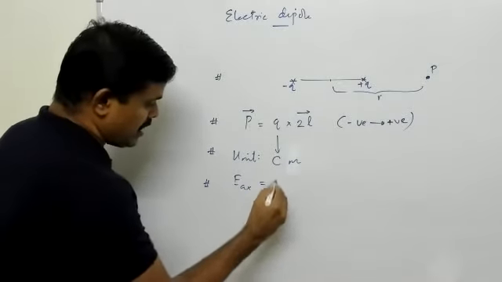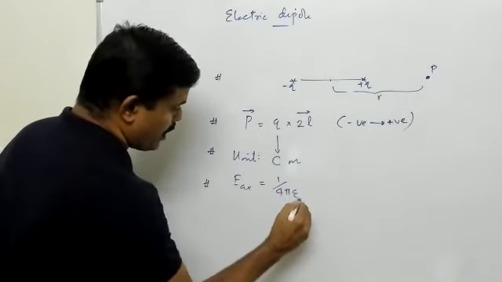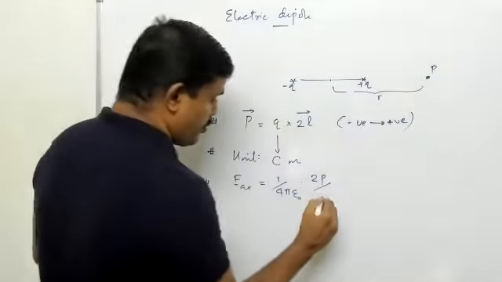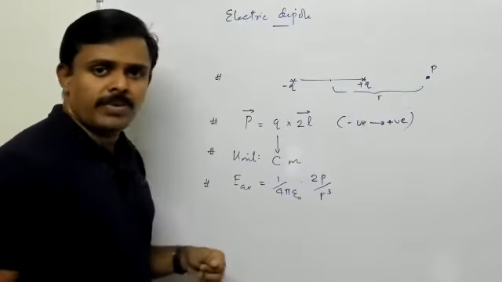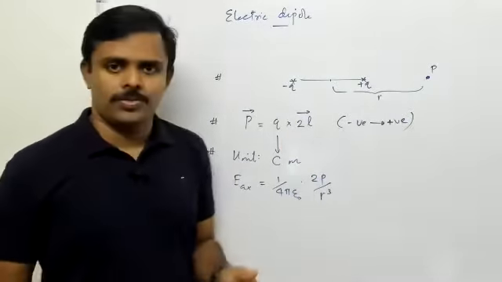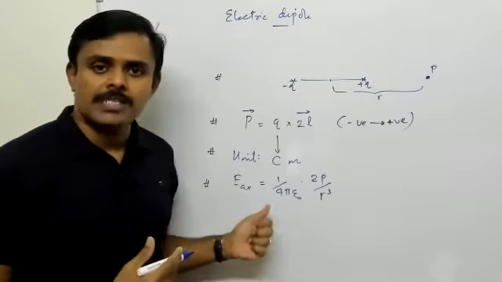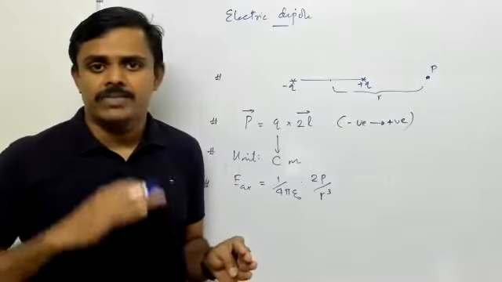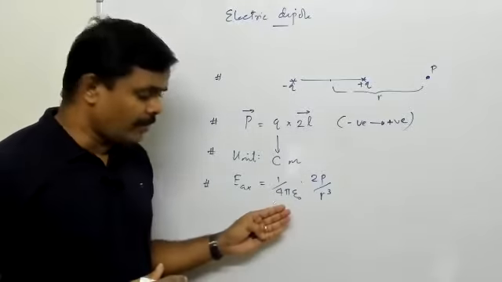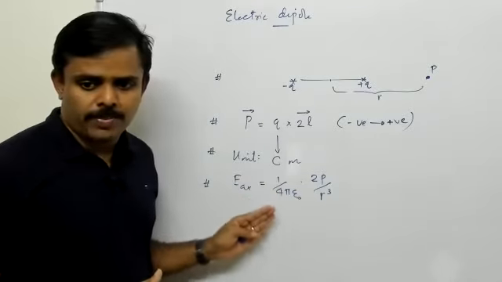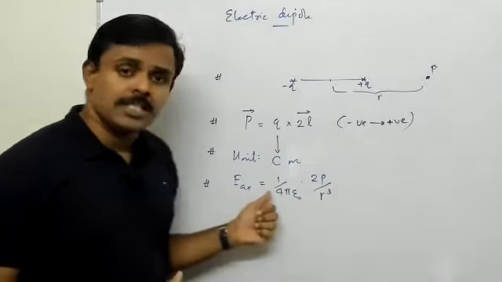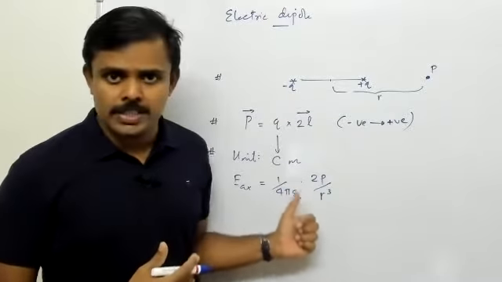E axial is given by 1 by 4 pi epsilon 0 into 2p divided by r cube. This is a simplified version, 2p by r cube. While doing the derivation, this is one of those two derivations you have in this section. There are two derivations which I'll do in the end. But for the moment, you just have to see the equation 1 by 4 pi epsilon 0 into 2p by r cube. But till date, they have never asked questions based on these equations.